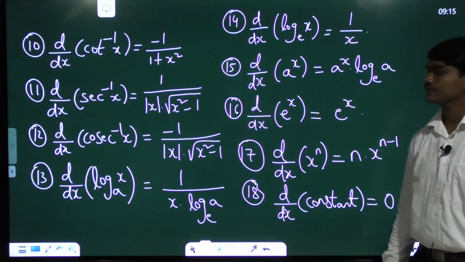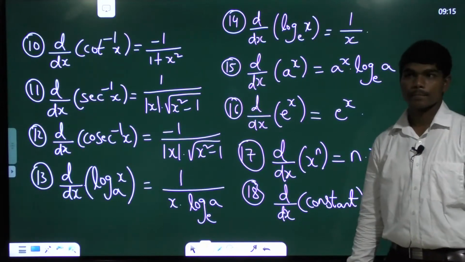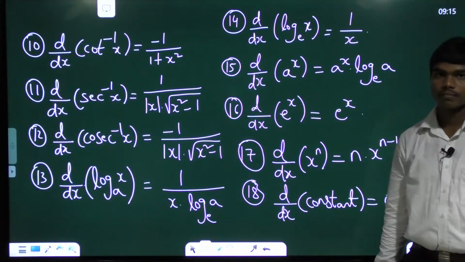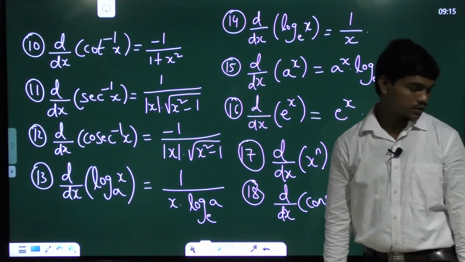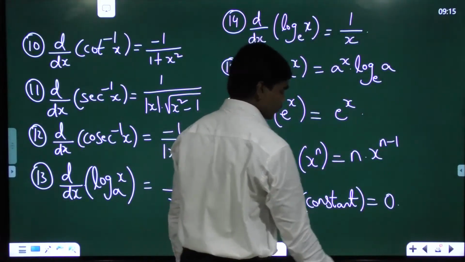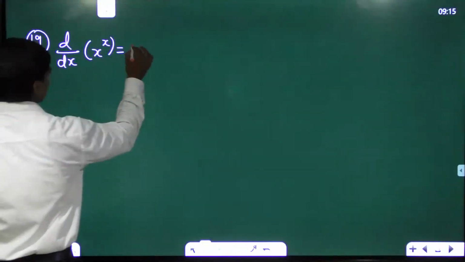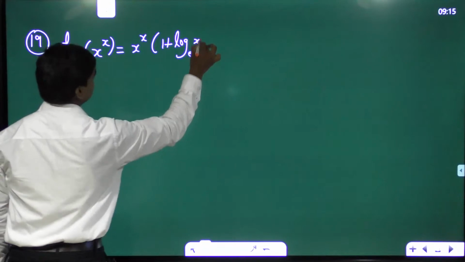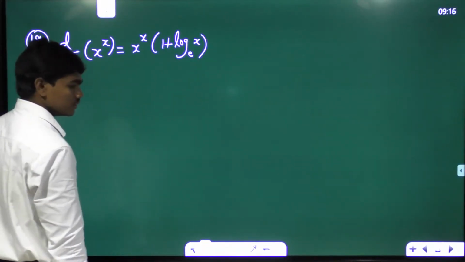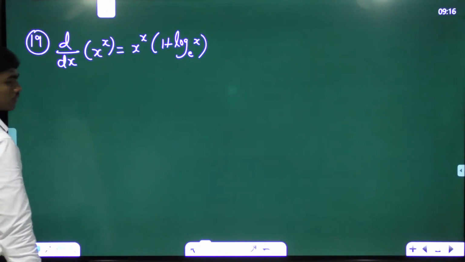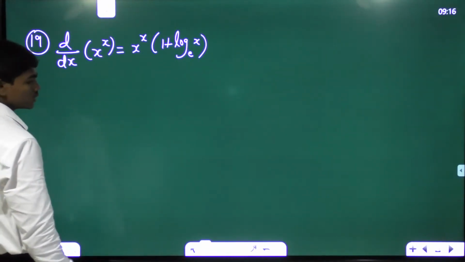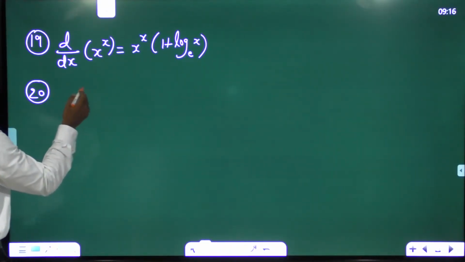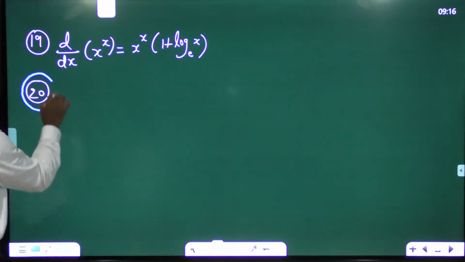I hope you can see the notes now. x power x into 1 plus log x. Correct. So see here, the differentiation of this is x power x into 1 plus log x to the base e. I hope these 19 formulas could be of some good importance for you.